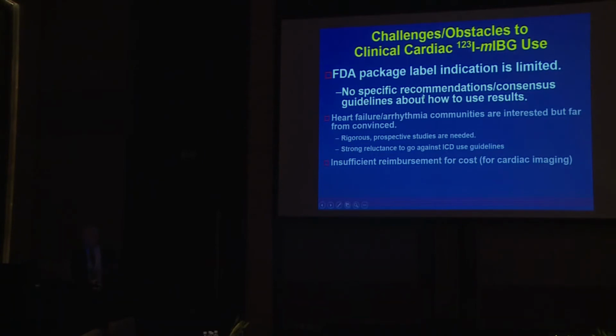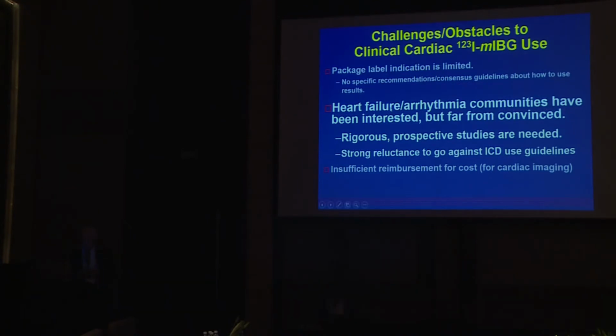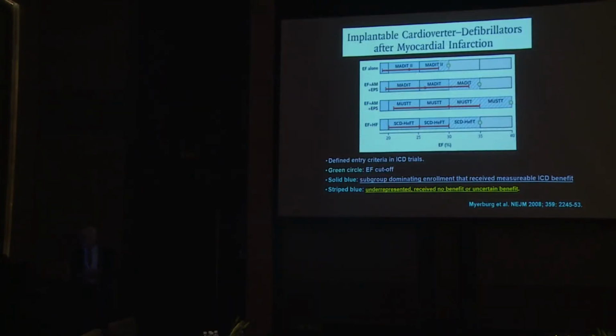Number one, of course, the FDA recommendations are very limited, so people are not using it for other things. But the main one is the heart failure and arrhythmia communities have been interested, but are far from convinced, and they say we absolutely need these rigorous prospective studies, and we're not going to go against guidelines. But they base this on randomized studies that use this cutoff of 35%. That's actually misleading, because although these major studies use 35% as the cutoff for enrollment, there's a group of patients between 30 and 35% who were underrepresented in the studies, and there's no evidence that in the 30 to 35% range, ICDs would help, and this would be the group you want to do.